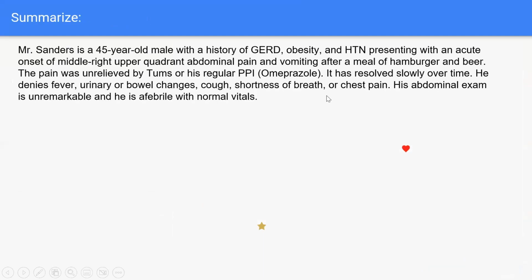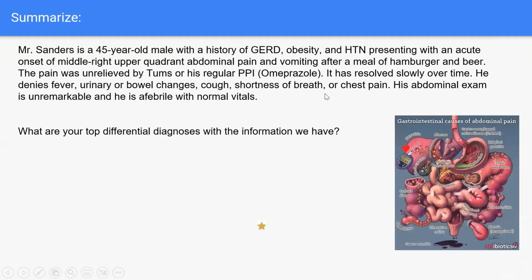All right. So to summarize, this is what we know about our patient. So what are our top differential diagnoses now with some of the information we have? Knowing that our exam was pretty grossly unremarkable, I would say. So are we as concerned about some of those more urgent causes of abdominal pain?